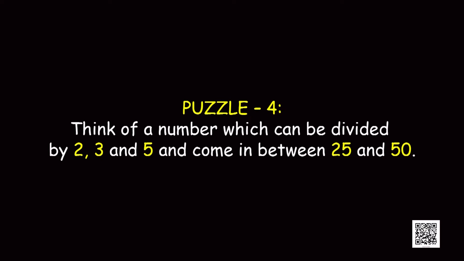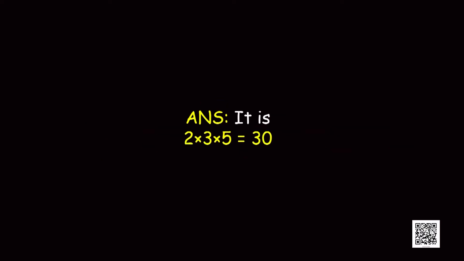If you take 10, 10 is divisible by 2 and 5, but not 3. If it is 15, 15 is divisible by 3 and 5, but not 2. If it is 20, then 20 is divisible by 2 and 5, but not 3. 25 cannot be divided by 3 and 2. Therefore, the next number, that is 30, is divisible by 2 because 2 into 15 is 30, divisible by 3 because 3 into 10 is 30, and divisible by 5 because 5 into 6 is 30. Therefore, the required number between 25 and 50 that is divisible by 2, 3 and 5 is exactly 30.